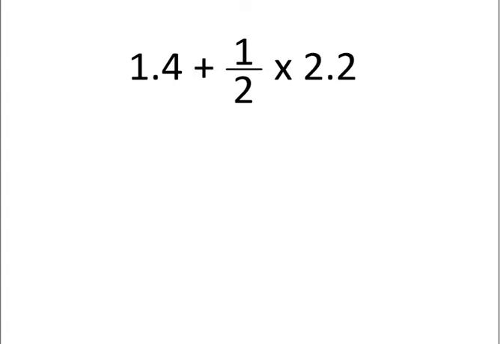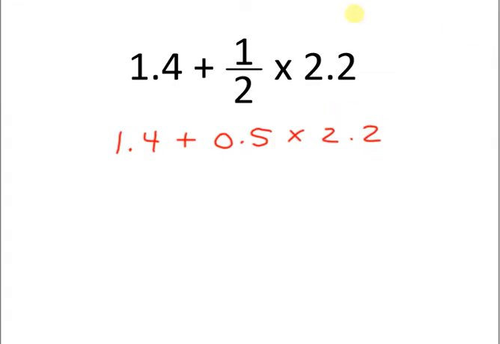In this situation, 1/2 can easily change into a decimal. Okay? And so my choice in this problem is to change everything into a decimal, and that's the first thing I'm going to do. So I'm going to rewrite this with all decimals: 1.4 plus 1/2 as a decimal is 0.5, times 2.2. Okay, so I've rewritten it.